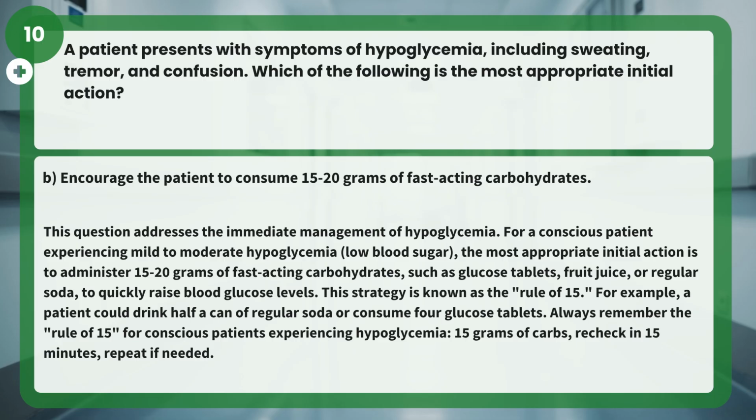For example, a patient could drink half a can of regular soda or consume 4 glucose tablets. Always remember the Rule of 15 for conscious patients experiencing hypoglycemia: 15 grams of carbs, recheck in 15 minutes, repeat if needed.